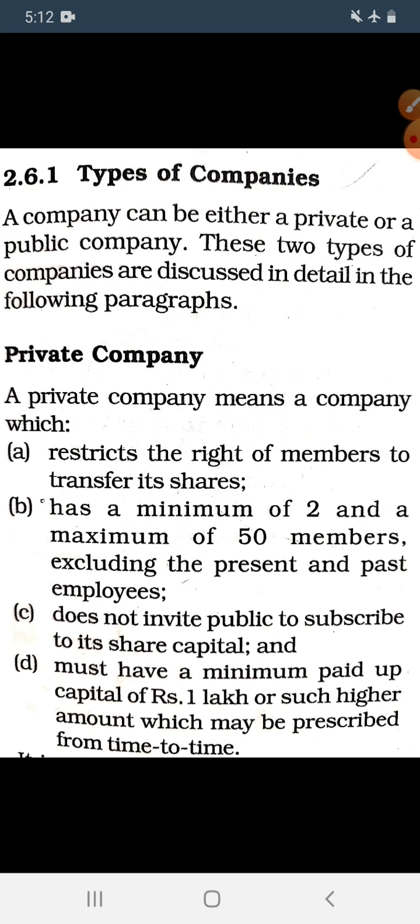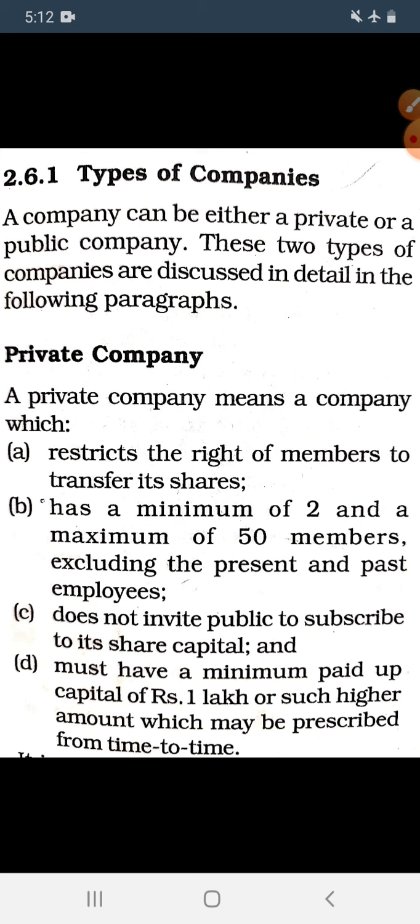A private company means a company which restricts the right of members to transfer its shares. They don't have any right to transfer their shares to another one. They restrict the right of members. The members of the company have no right to transfer their shares.